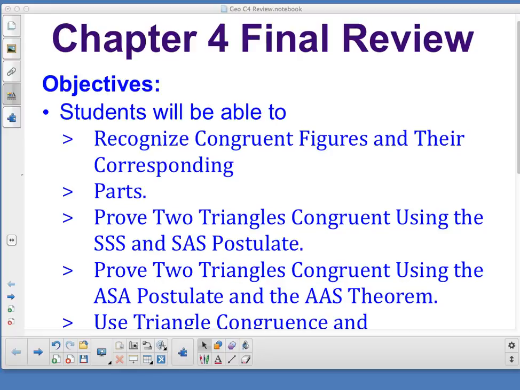We've got the Chapter 4 final review notes today. So have your stuff open. What page is this on? I don't know. It's Chapter 4. It's in the left side box.